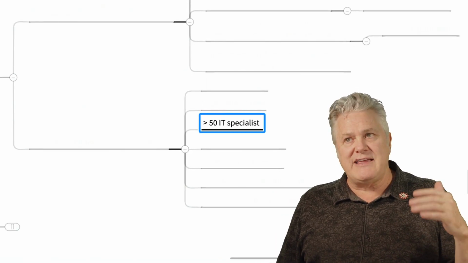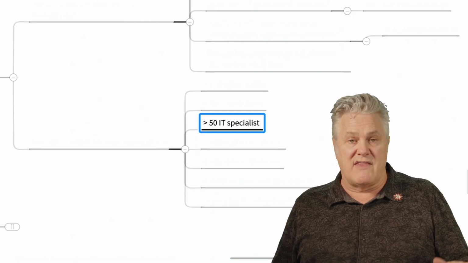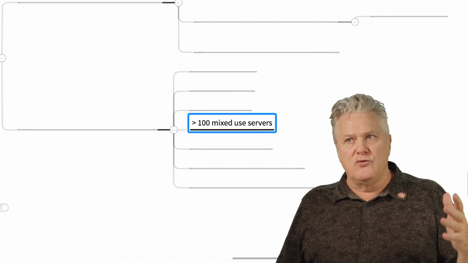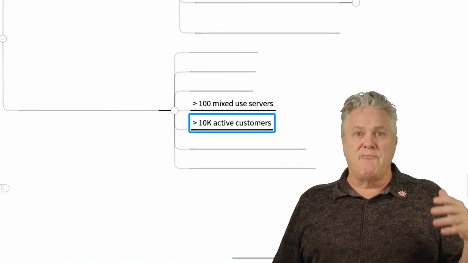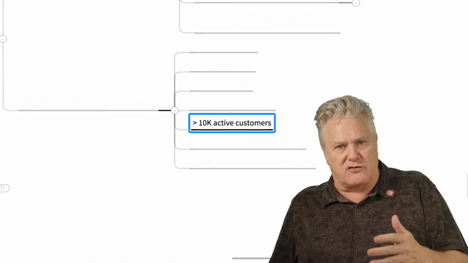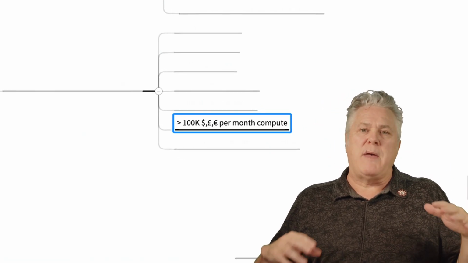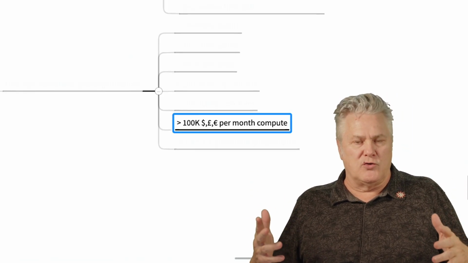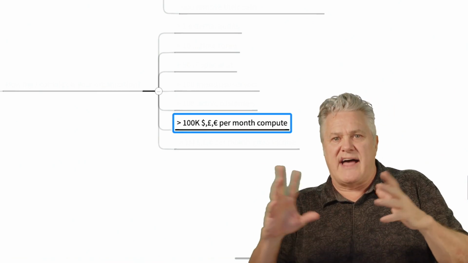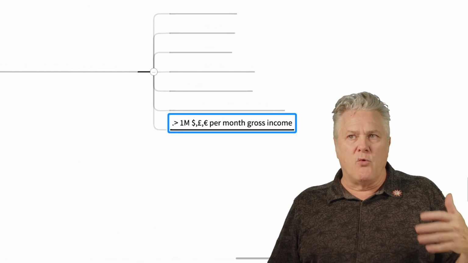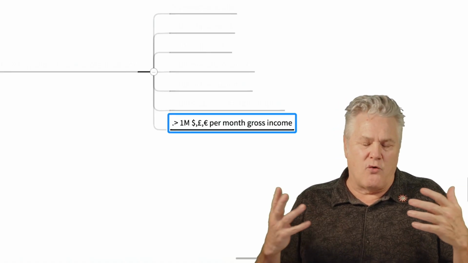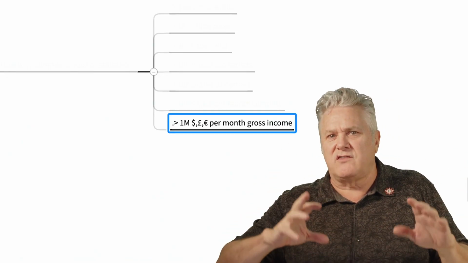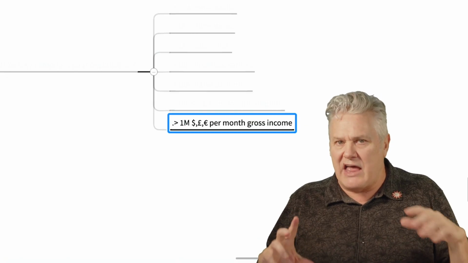Do you have more than 50 IT specialists within your organization? And that includes both security and technology specialists. Do you have more than 100 mixed-use servers? Do you have more than 10,000 active customers in your organization? Do you spend more than $100, pounds, euros per month on compute? That would probably be on the cloud side of things. And do you have more than $1 million, pounds, or euros per month in gross income? If you answered 2 or 3 of these things yes, you need enterprise architecture.